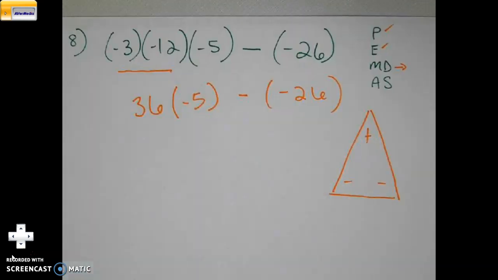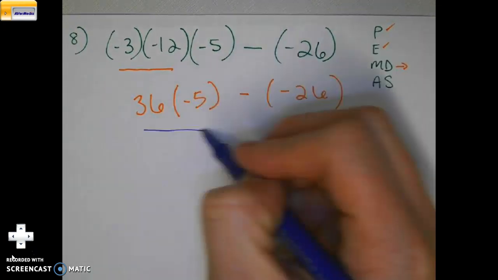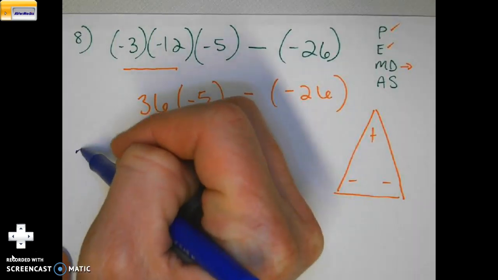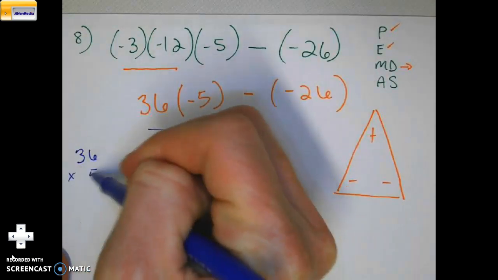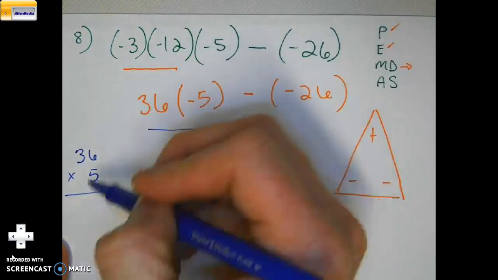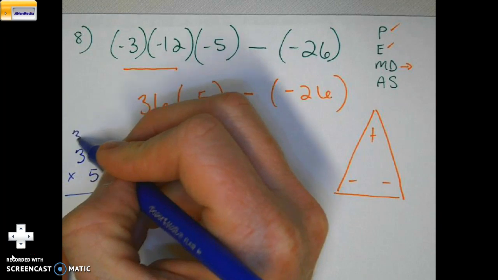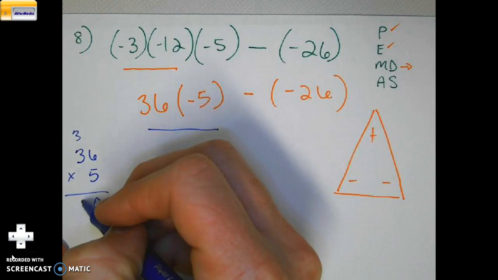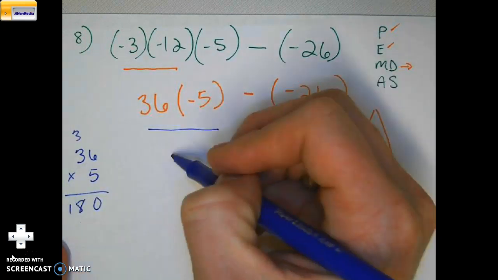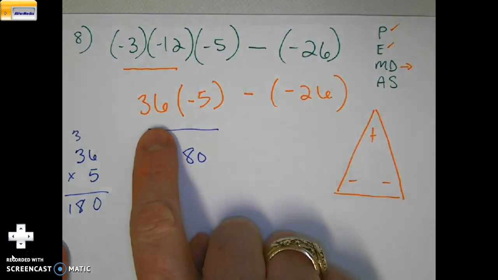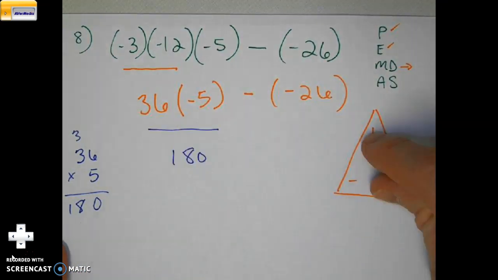So I'm still working on that multiply and divide step. I'm still going left to right. So my very next step is to multiply 36 times -5. So I'm going to work this out on the side because it's a little bit bigger problem. Okay? Set that up. So 5 times 6 is 30. Okay? 5 times 3 is 15, plus 3 is 18. So I know my answer is 180. But right here I have a positive times a negative. So I cover up a positive negative. My answer is going to be negative.